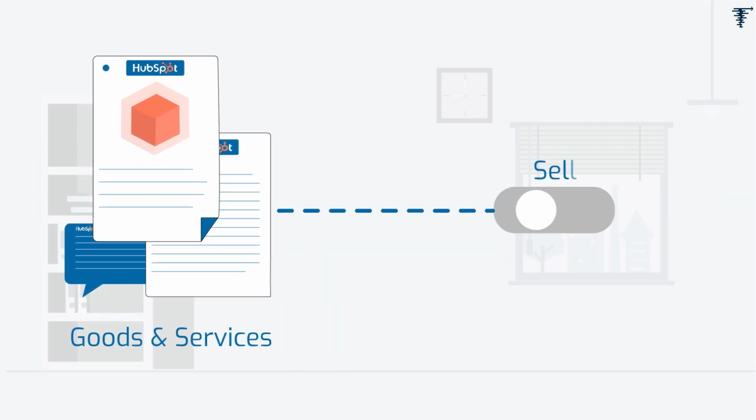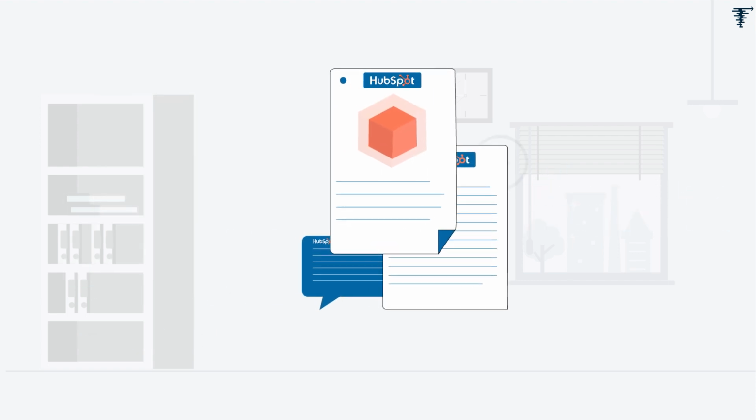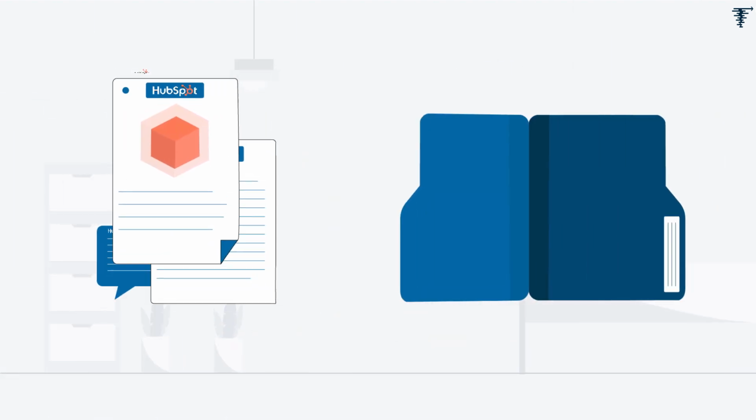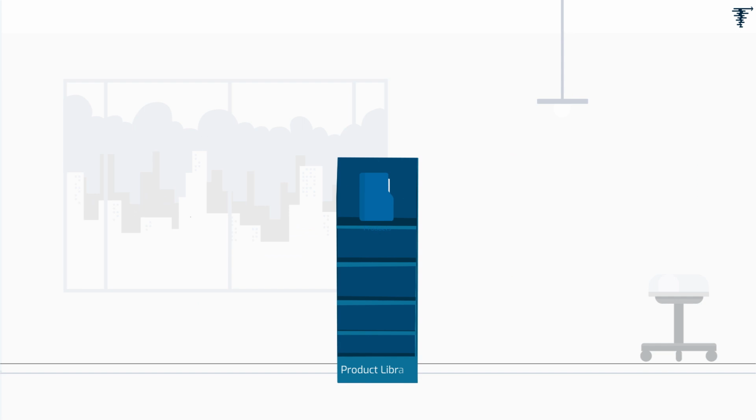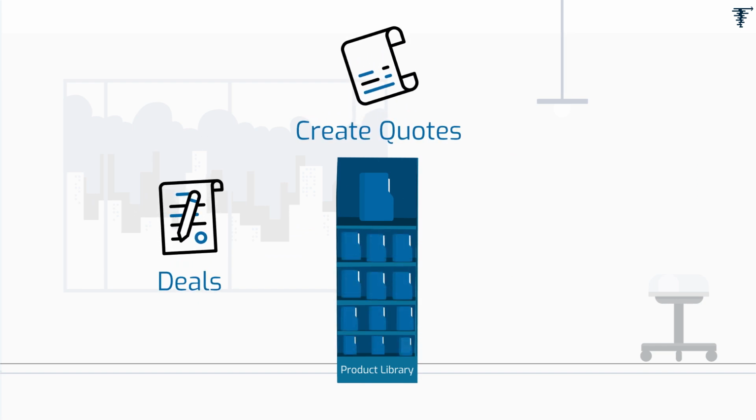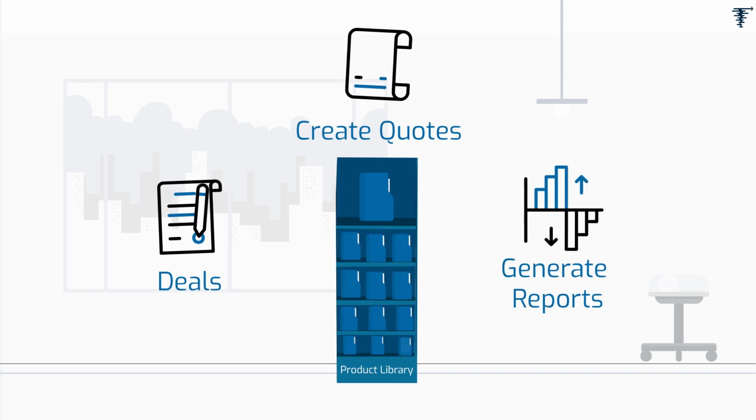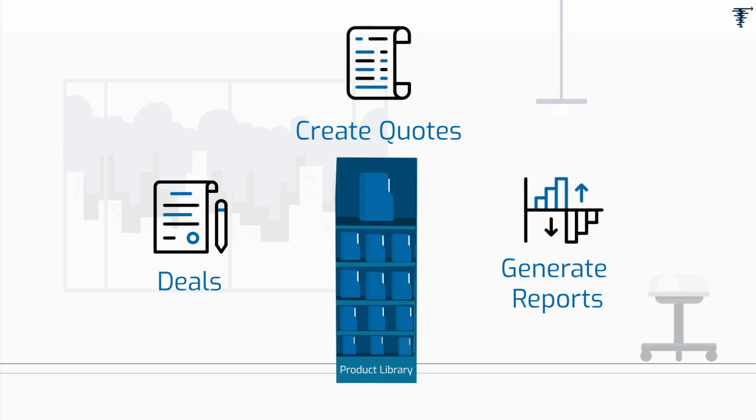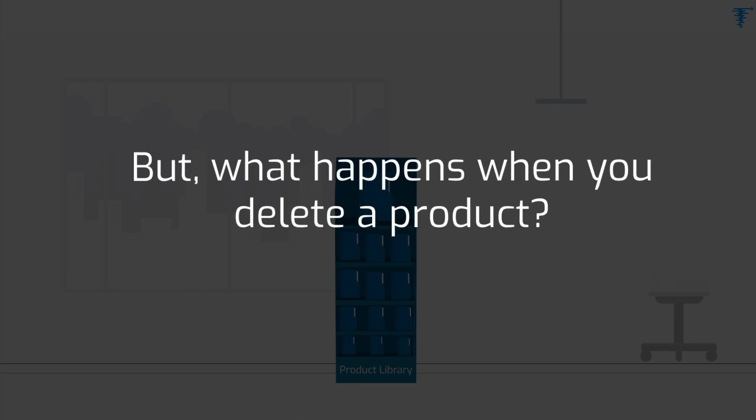In HubSpot, products represent the goods or services you sell. When you have products added, building a product library lets you add these products to deals, create quotes with these products, and even generate reports on products and their performance. But what happens when you delete a product?